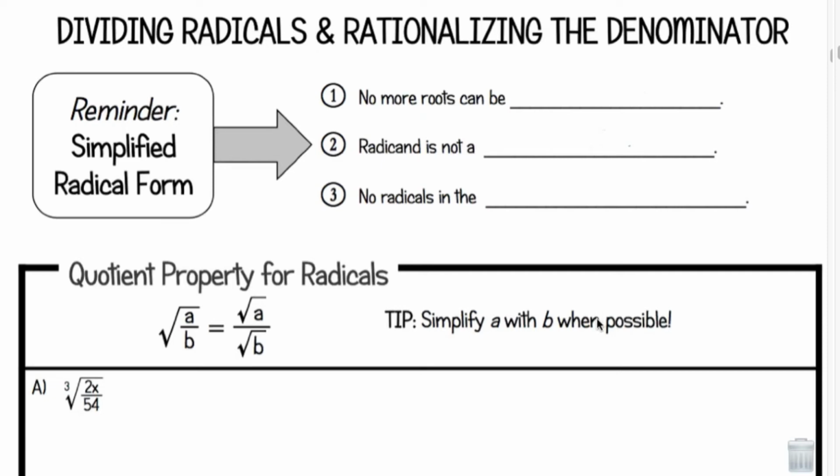This lesson is on dividing radicals and rationalizing the denominator. Just as a reminder, to have simplified radical form, we need to remember these three things. Number 1, no more roots can be factored. Number 2, the radicand is not a fraction. And number 3, no radicals are in the denominator.